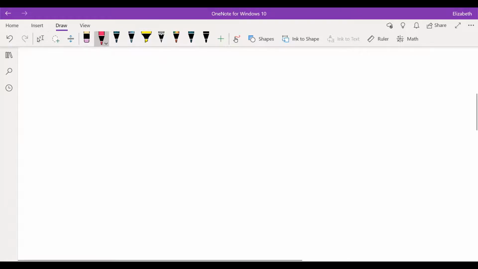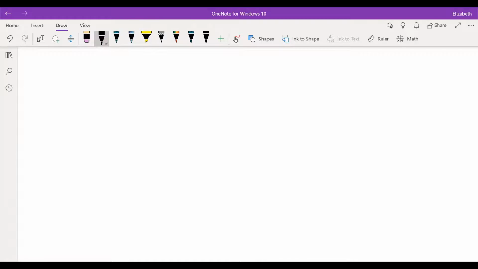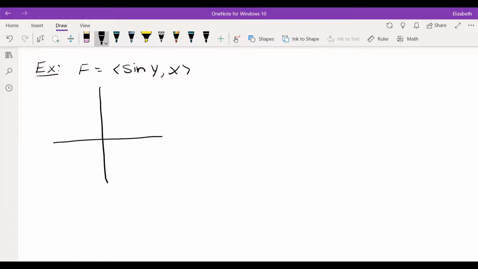Okay. So, all right, for this one we have f equal to sine of y, x. And here's our coordinate plane again, x and y. And let's make our table here.